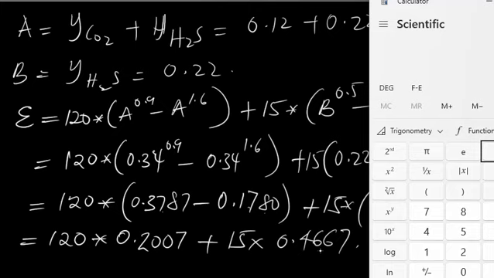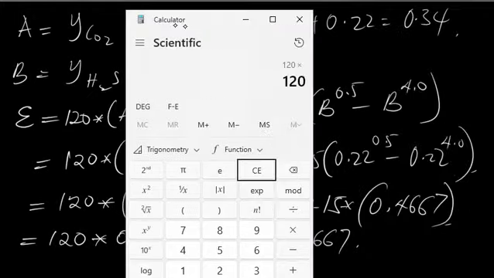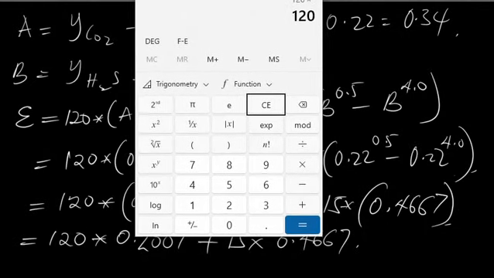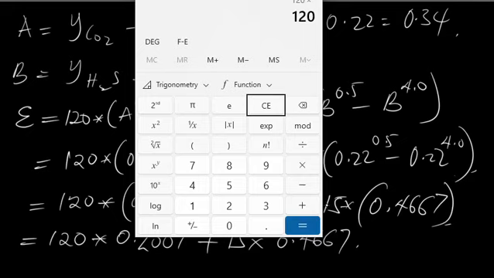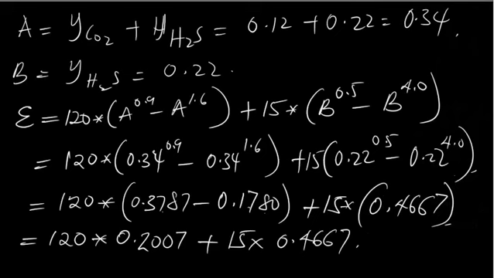So we have 120 times 0.2007 plus 15 times 0.4667. So what's the answer? 31.08. So the answer here is 31.08 degrees Rankine. So that is what we have now.